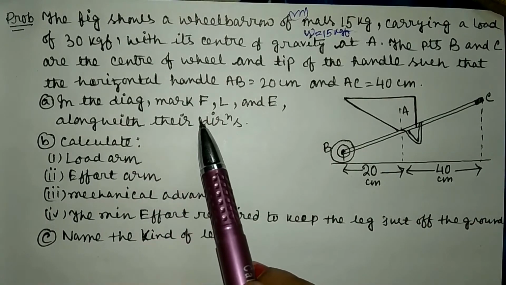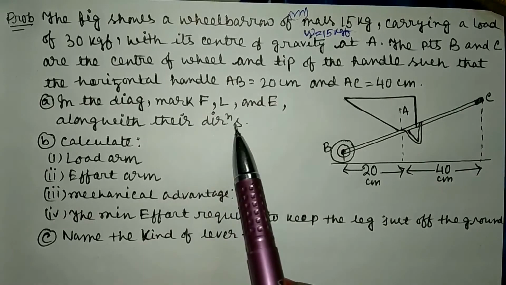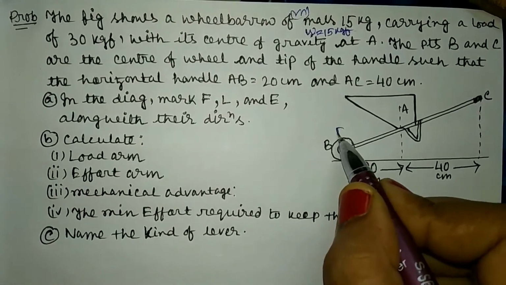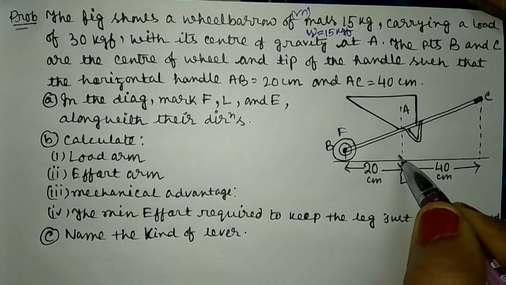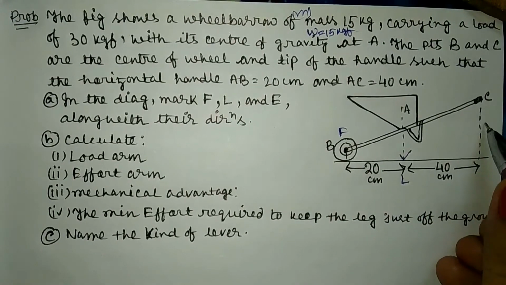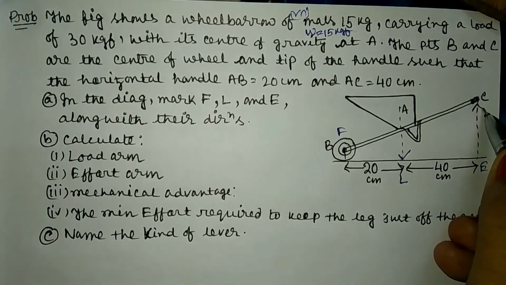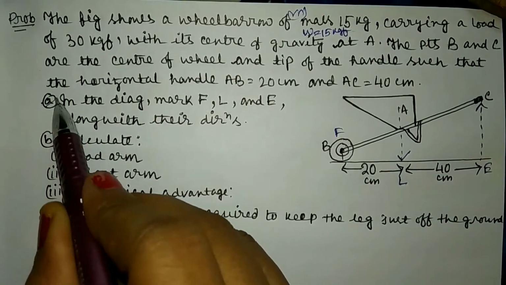So, in the diagram, mark fulcrum F, load L and effort E along with their directions. So, this is the fulcrum, and here the load acts, which acts downward, and here the effort should be put, which acts upward. Okay. So, part A is completed.